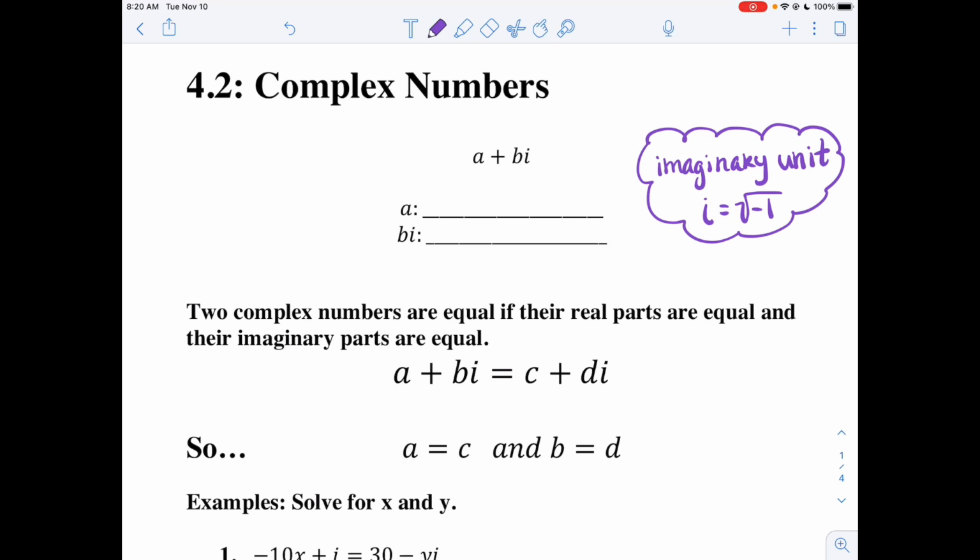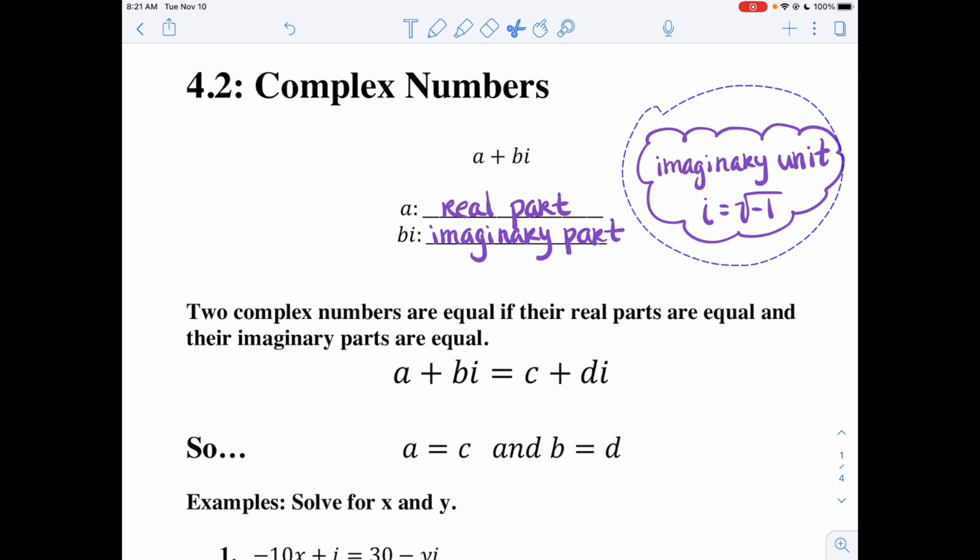Complex numbers are made up of two parts. One is the real part, and we will call that a. So this is the real part. And then we're going to have an imaginary part. The imaginary part is represented by bi. So b is a coefficient and i is the imaginary unit. We're going to define the imaginary unit i as being equal to the square root of -1.